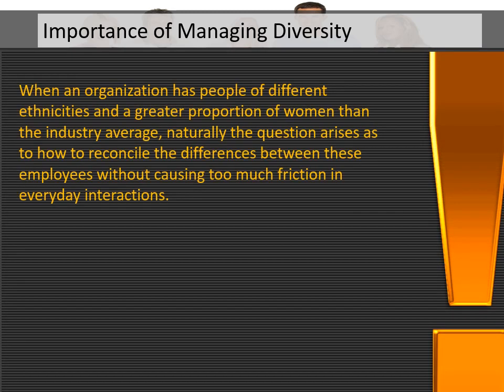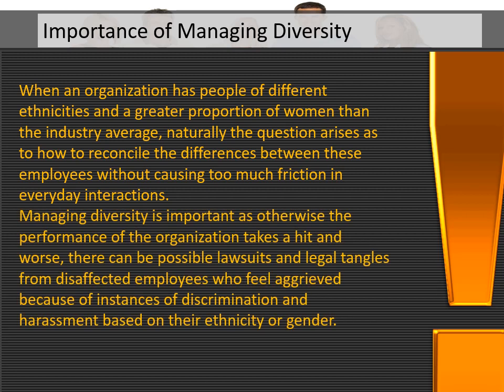When an organization has people of different ethnicities and a greater proportion of women than the industry average, naturally the question arises as to how to reconcile the differences between these employees without causing too much friction in everyday interactions. Managing diversity is important, as otherwise the performance of the organization takes a hit. And worse, there can be possible lawsuits and legal tangles from disaffected employees who feel aggrieved because of instances of discrimination and harassment based on their ethnicity or gender.